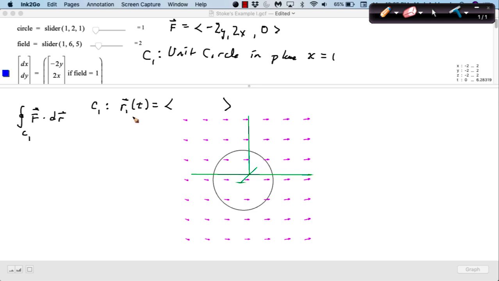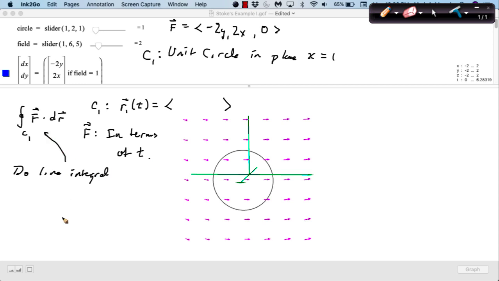So you're going to parameterize C1, and then you're going to rewrite f in terms of t. So f is negative 2y, 2x, 0, but you're going to rewrite it in terms of your parameterization, right? In terms of t. And then you're going to do the line integral. Don't start yet. So let's talk some more.